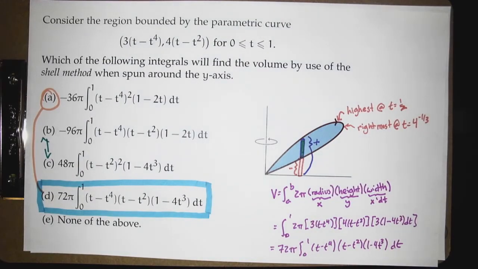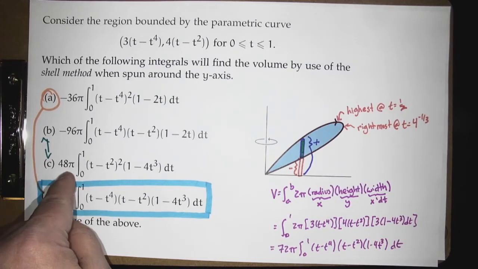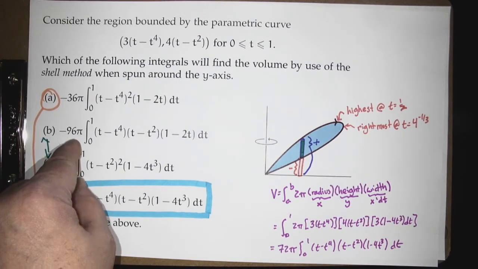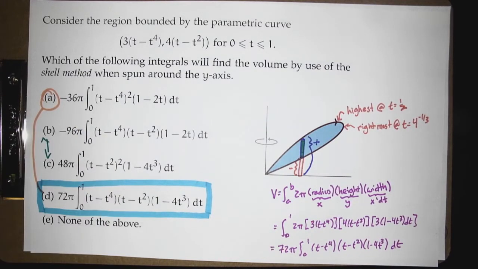I don't know how good of an idea it is to expose my strategy, but honestly, I just thought shell method has 2 pi's and 3 at the front, so it's going to be some multiple of 3, and that left you with, and it's in the first quadrant. So that's a multiple of 3, that's a multiple of 3, they're all multiples of 3.